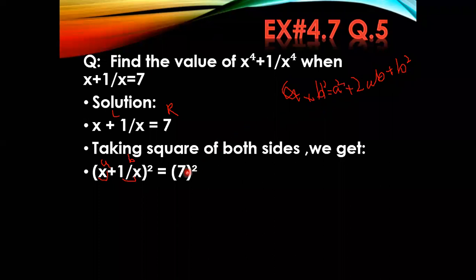And what about the right hand side? For the right hand side, we will simply take the square of 7. Why will we simply take the square of 7? Because here we have only one term, so there is no need to apply the formula here.